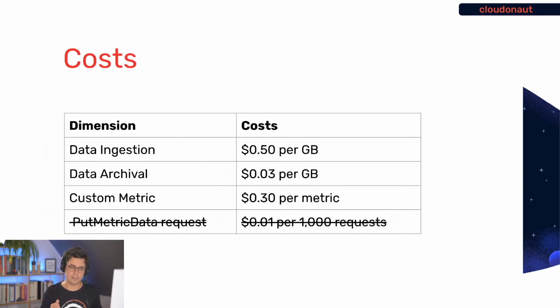A side note on that: when you use custom metrics without the embedded metric format, so if you just send your data to the API yourself, you also pay for putting data into a custom metric. So you pay per request. This is the PutMetricData request. But this does not apply when using the embedded metric format. In that case, you're not paying for the PutMetricData request. So you're only paying per custom metric and nothing on top of that. That is important to know.